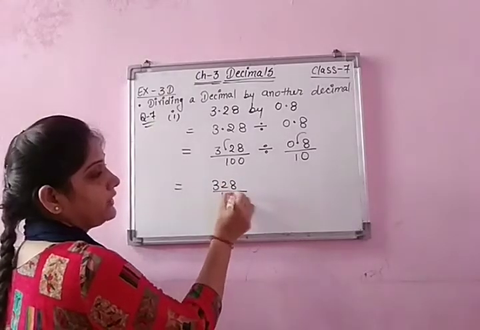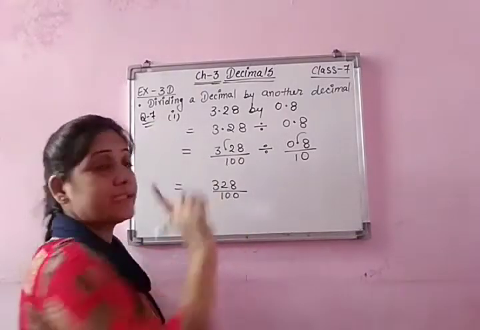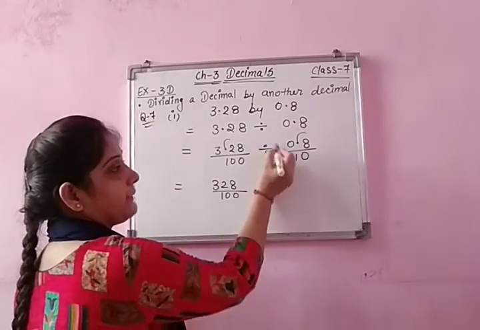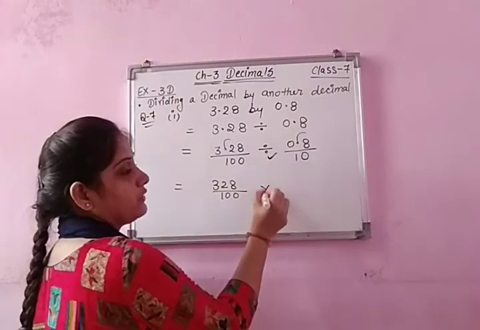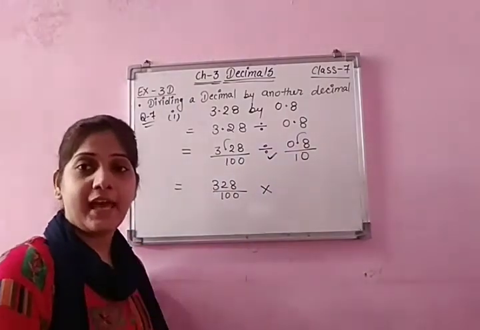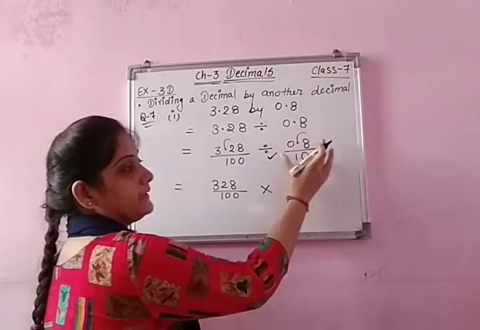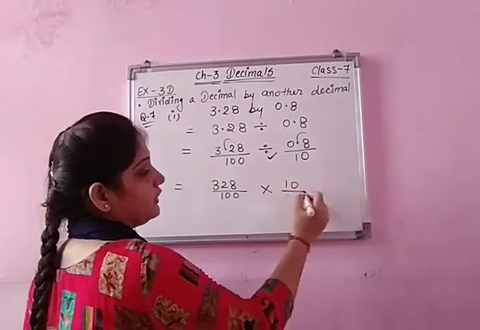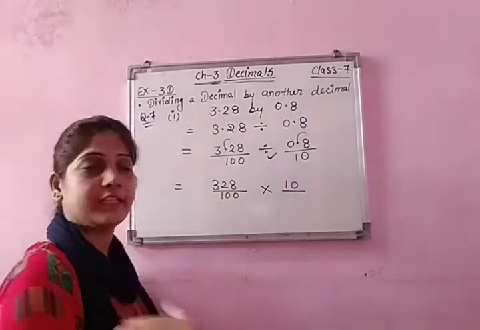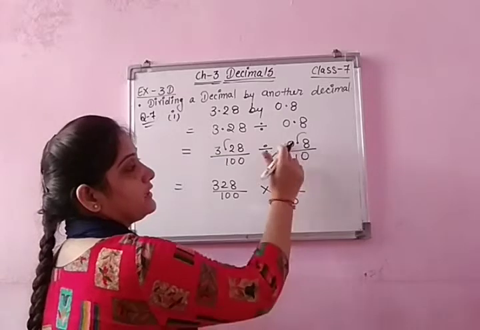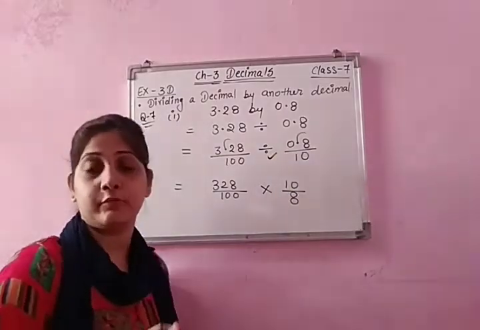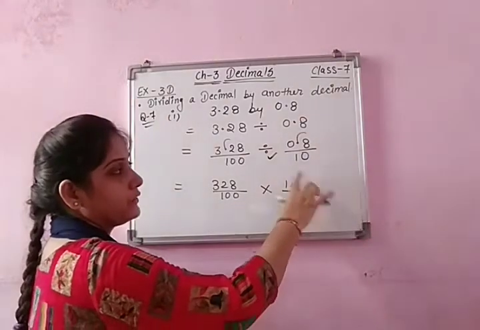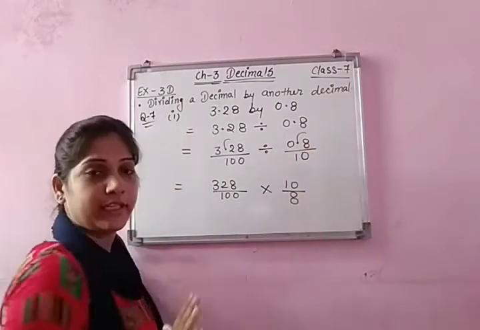Now what is the number? 328 upon 100. Now, in the first step, we have converted the decimal into a fraction. In the second step, this divide sign we need to convert into multiply. As you make it multiply, this second number will get reciprocal. Reciprocal: the numerator will become the denominator and the denominator will become the numerator. 08 means 8 only we can write, because before 0 there is no value. So I think it is clear to everyone that it is 10 upon 8.